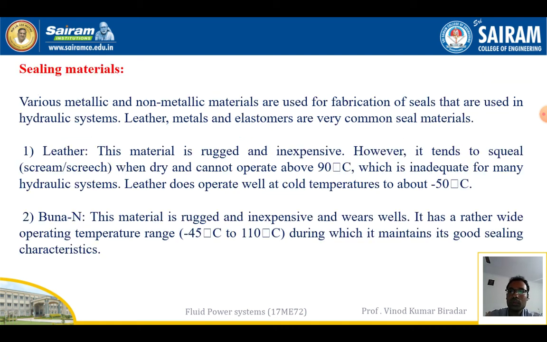The next question is, what are the sealing materials, what are they made of? The second topic: various metallic and non-metallic materials are used for the fabrication of seals in a hydraulic power system. Normally hydraulic seals are manufactured with leather, metals, and elastomers, which are very commonly used seal materials. Leather, Buna-N. What is their composition and what temperature must we maintain? Let's understand. First one is leather.